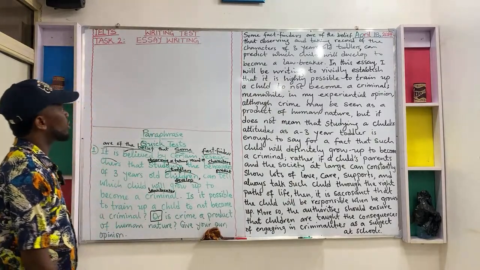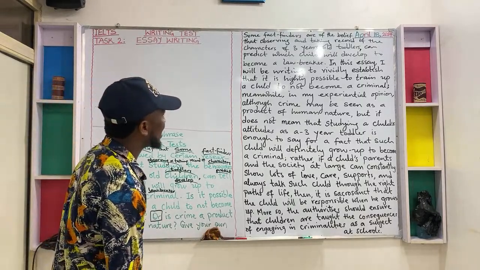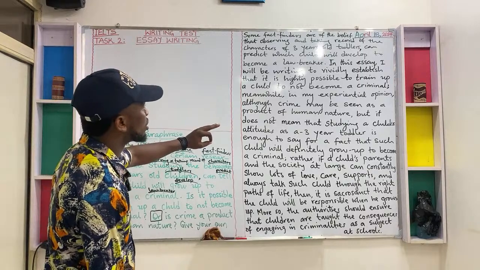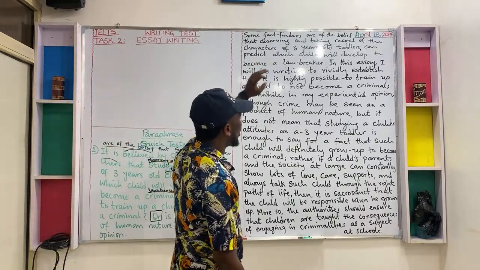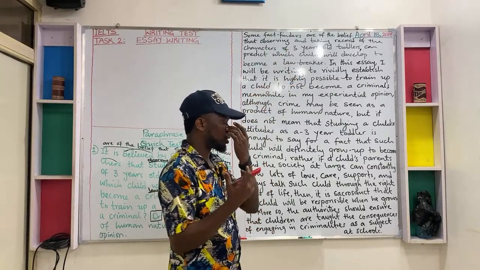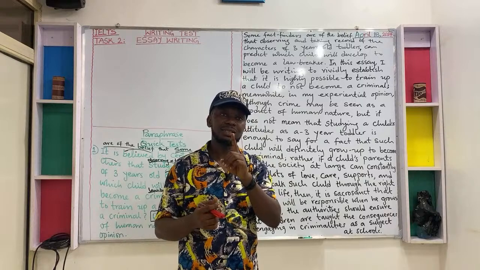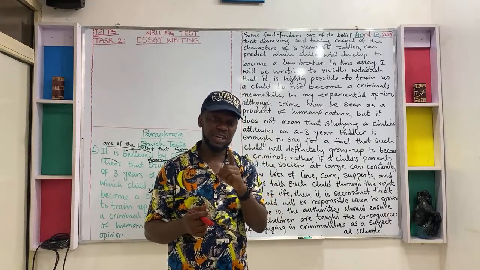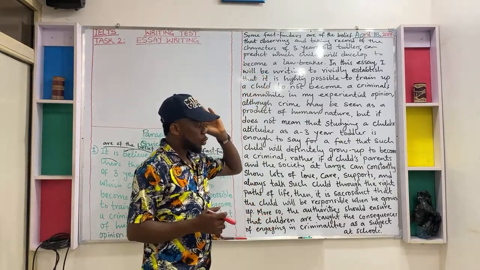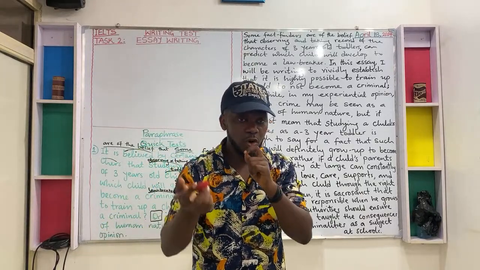From the question, we paraphrased and we said some fact finders are of the belief that observing and taking record of the characters of 3-year-old toddlers can predict which child will develop to become a lawbreaker. This is us copying the question onto our answer sheet as the beginning of paragraph 1. And it is important that you paraphrase the question. Now, after the paraphrase, we went back to the original question to read the question so we can understand.